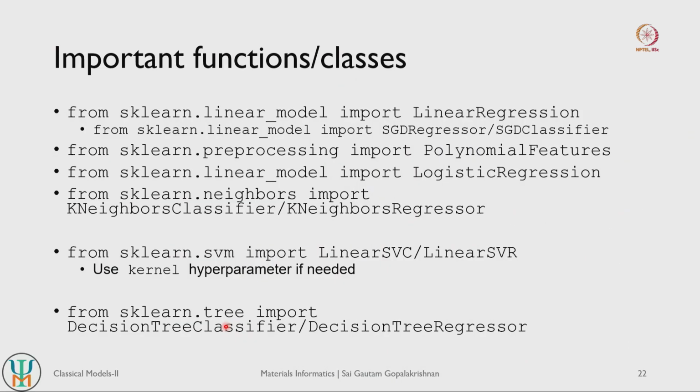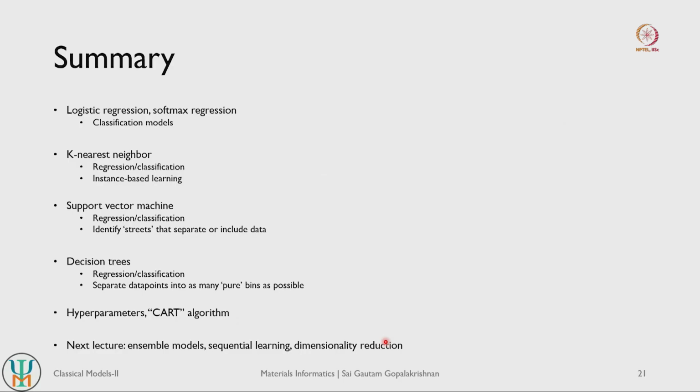In the next lecture we will go towards more ensemble models, sequential learning and also dimensionality reduction, and the set of slides will also have a set of important functions or classes as a summary. You can take a look at these, starting from linear regression all the way to decision tree regression. This will be a useful summary for you to have.